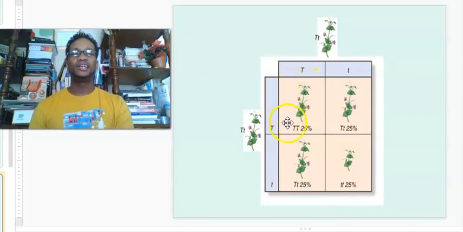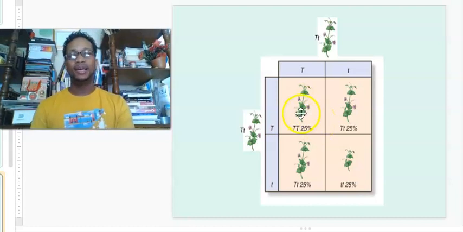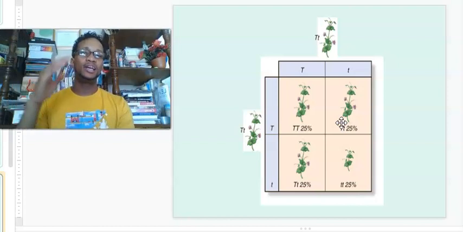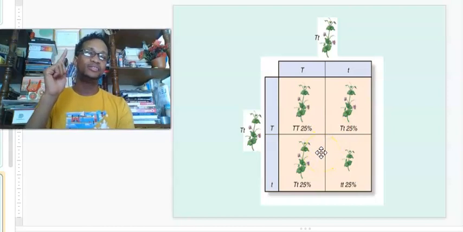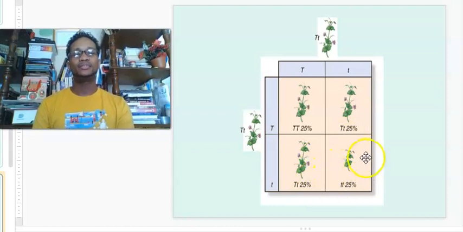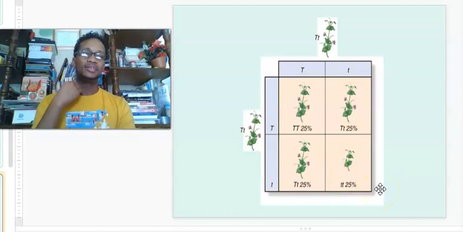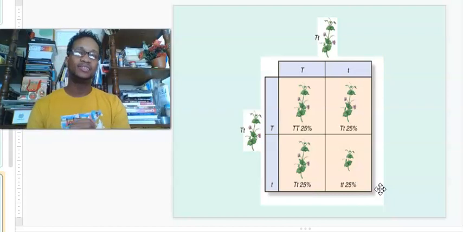Here, there's a 25% chance that it'll be homozygous dominant, meaning they have two capital T's. And then there's a 50% chance that they'll be heterozygous, meaning capital T and lowercase t together, but they're still tall, because you only need one dominant gene to show. And you have 25% that's going to be recessive, with two lowercase t's. In order for the recessive to be shown, you need two lowercase letters of that recessive.